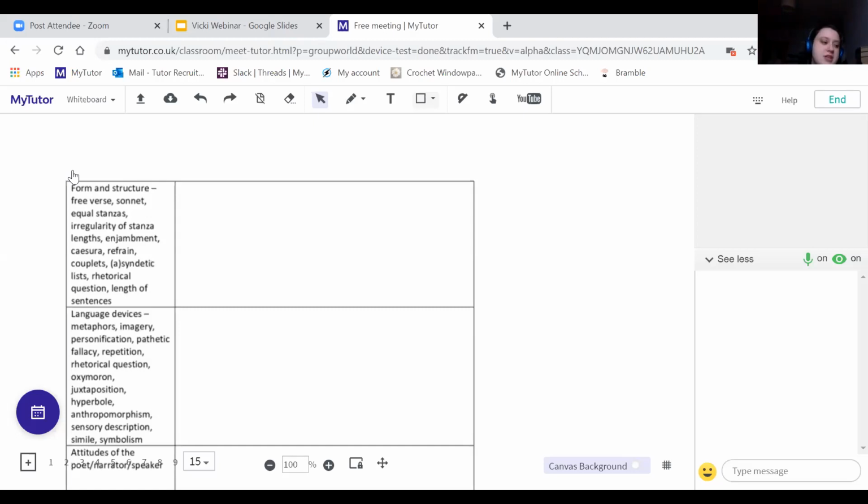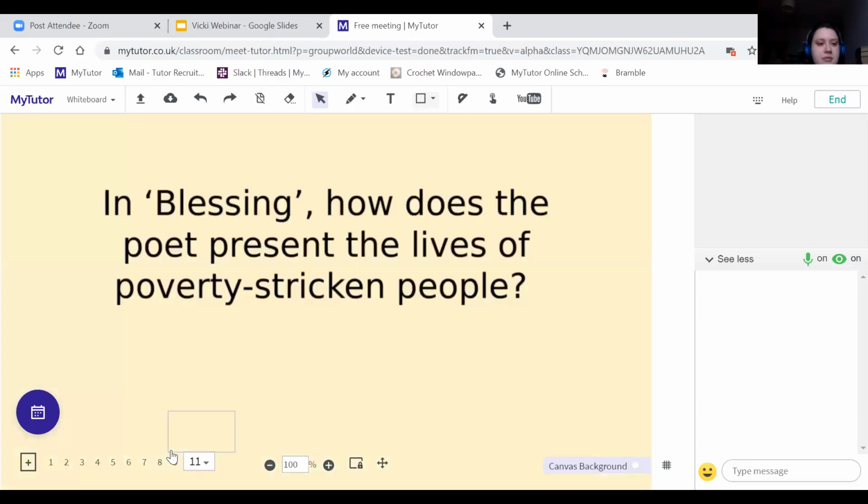I do it with all the poems that I do, and I find it works really well with my students. Right, so I'm going to look at Blessing. I'm not going to do a model answer today. I have written one, but I want to focus more on how we use that table and how we organise our ideas. I've given a question effectively for what we need to be focusing on, but this is going to be more of an annotation session.